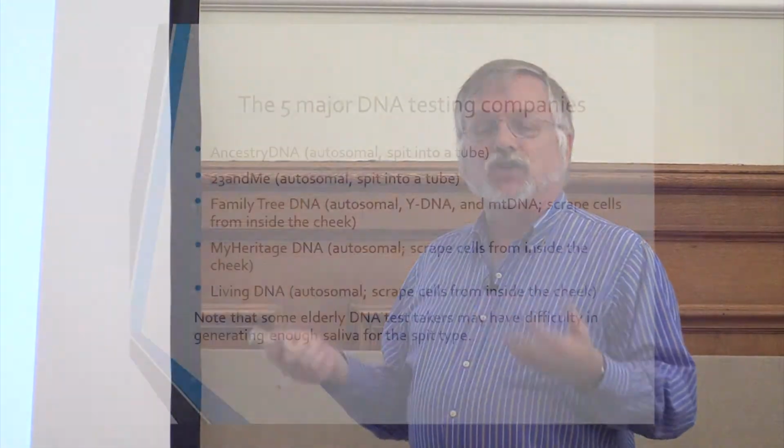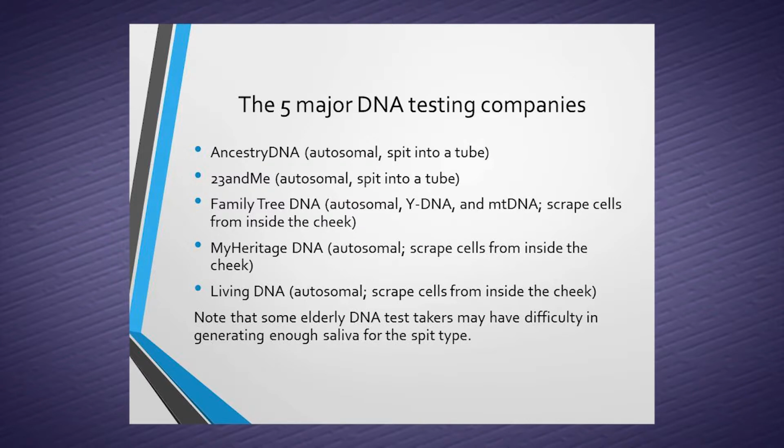All right, so let me finish out, and then we'll have time for questions. The 5 major companies: you're going to see that there are a lot of companies in the market now that do this kind of testing. The one that you probably see the most, because they advertise all the time, is Ancestry. They've been very successful with their advertising. And they offer an autosomal test, and what you do is you spit into a tube, and that is how you provide the DNA, because your cheek cells on the inside of your mouth usually have some white blood cells, which have autosomal DNA, and that is collected that way.